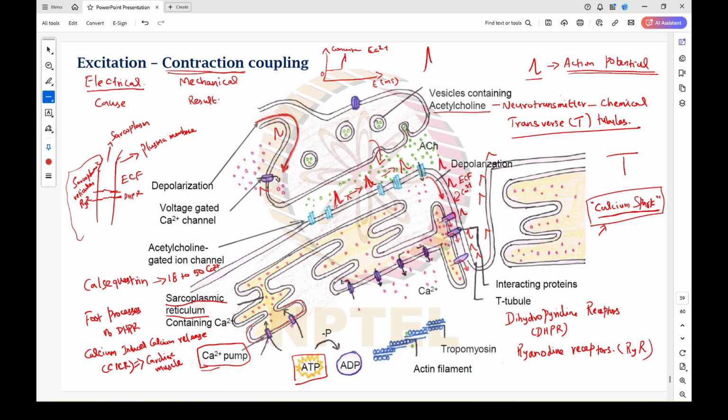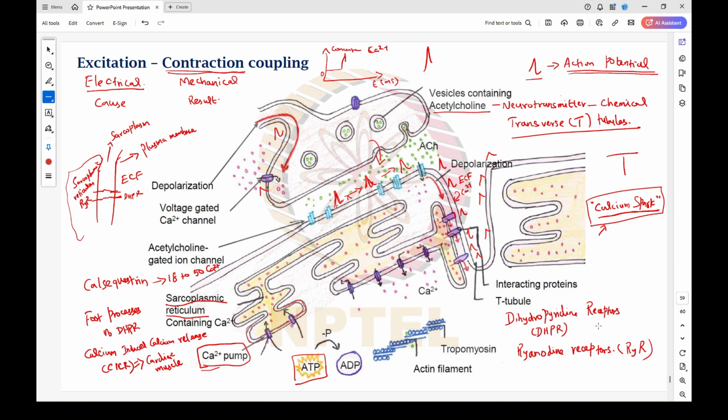Influx of the... so the depolarization event essentially creates an event such that the DHPR, or dihydropyridine receptors, are activated, and the foot processes, or the tail end of the dihydropyridine receptors, are near the ryanodine receptors.